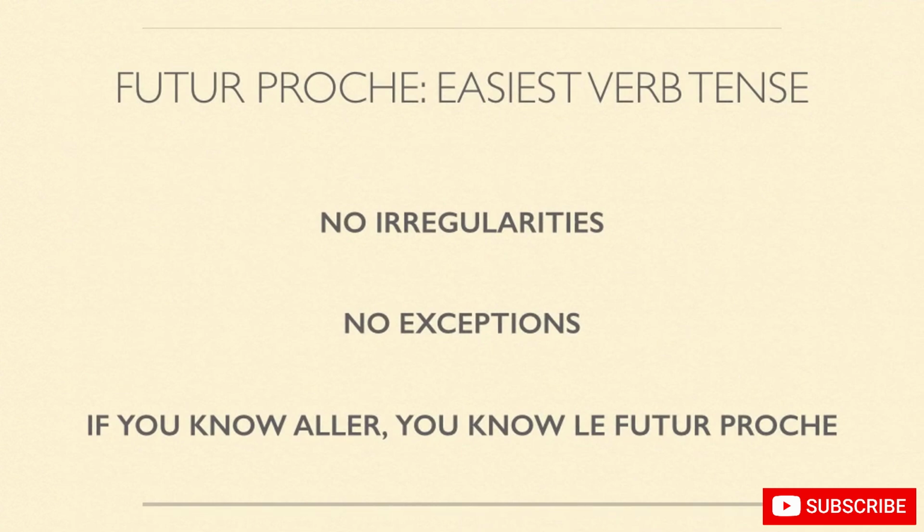So, futur proche, thankfully, is one of the easiest verb tenses that you will have to learn in French. There's absolutely no irregularities, there's no exceptions, and if you know aller, then you can easily know how to use le futur proche. So, I would encourage you to practice, and that's all for today.